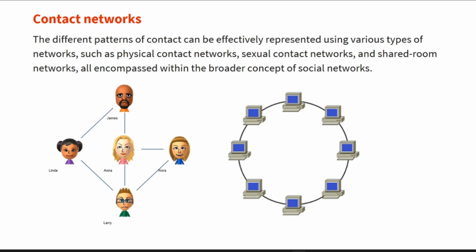These different patterns of contact can be effectively represented using various types of networks, like physical contact networks, sexual contact networks, and shared space networks. Understanding how epidemics spread on these social networks and contact networks is crucial, as it enables the development of various intervention strategies and appropriate plans to mitigate disease outbreaks. Furthermore, epidemic models can be applied to other types of networks, like spatial networks and technological networks, to study a wide range of phenomena beyond diseases. To mention some examples, I can think of gentrification and the spread of computer viruses.